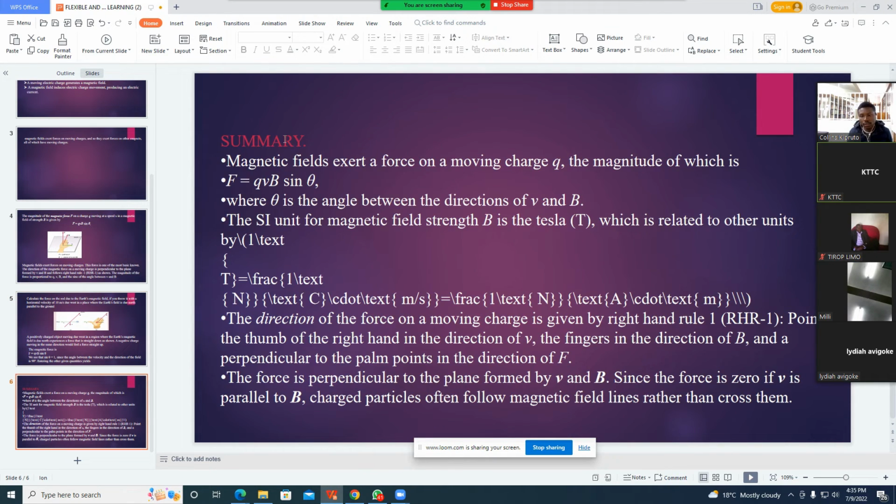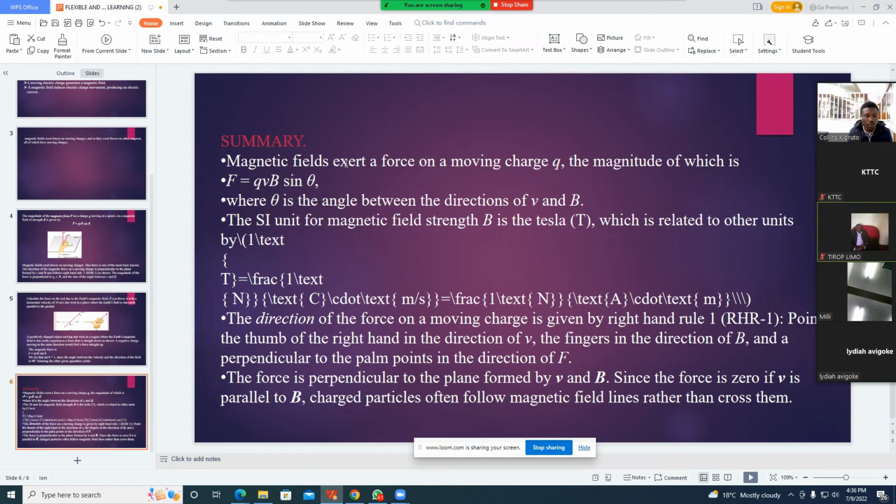So in summary, the magnetic field exerts a force on a moving charge Q, the magnitude of which is F equals Q multiplied by V multiplied by B sin theta, where theta is the angle between the direction of V and B, and the SI unit of the magnetic field strength B is the Tesla, which is related to other units.